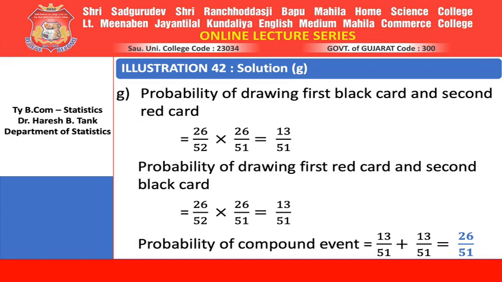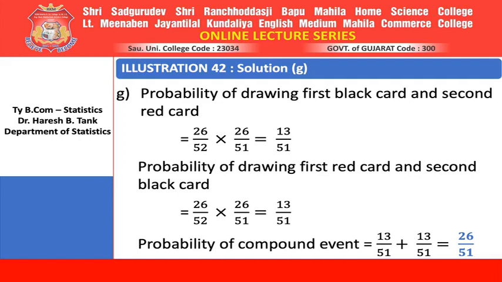Now, what they ask is the probability that they are of alternate color. So whether the first thing happens or the second thing happens, the connector is OR. Since the connector is OR, addition is to be done. That is why 13 upon 51 plus 13 upon 51 comes to 26 upon 51, and that becomes the ultimate answer. Clear?